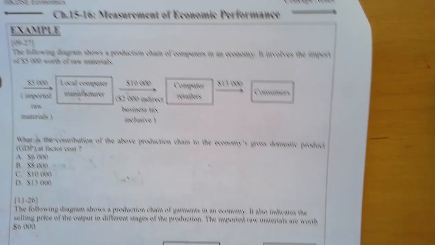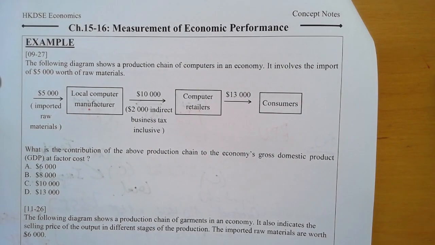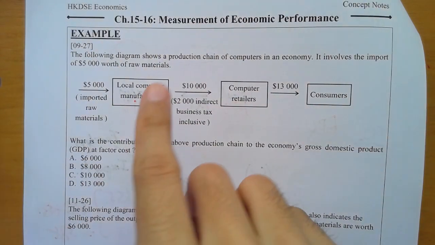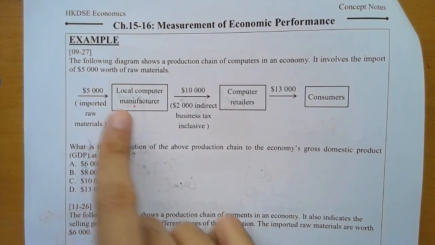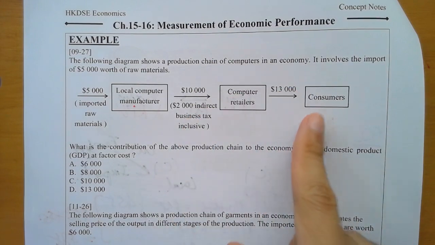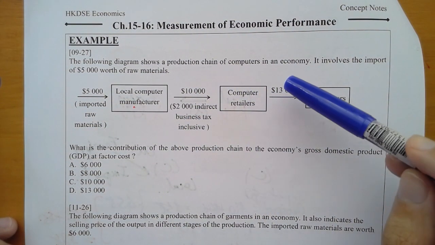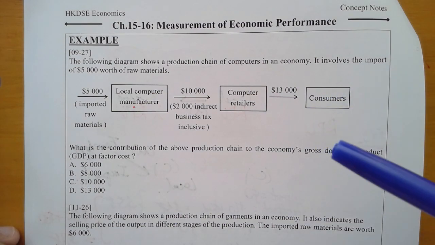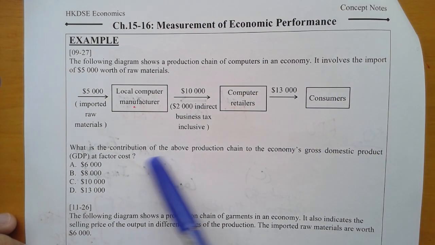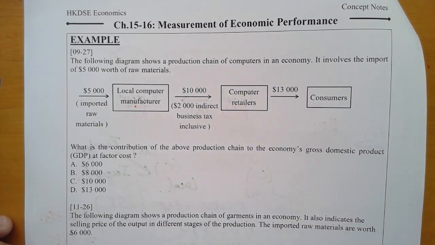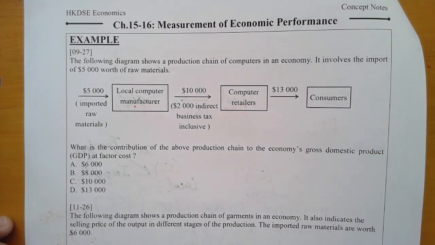All right, moving on. Now you see, all the examples from the past papers are very familiar, okay? Always giving you a flow chart from something to something, from something else to something else. Okay, here it shows you a production chain of computer, okay? Computer. Now, we need to figure out what is the contribution of the above production chain to GDP at factor cost, okay? Now here, let's do it.